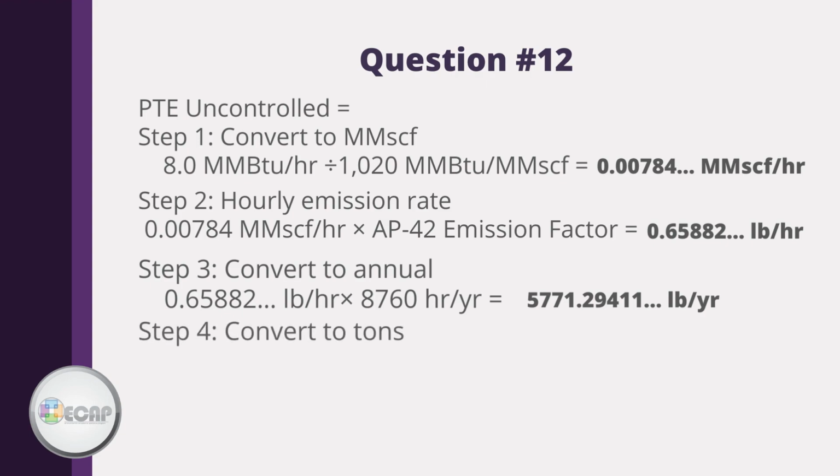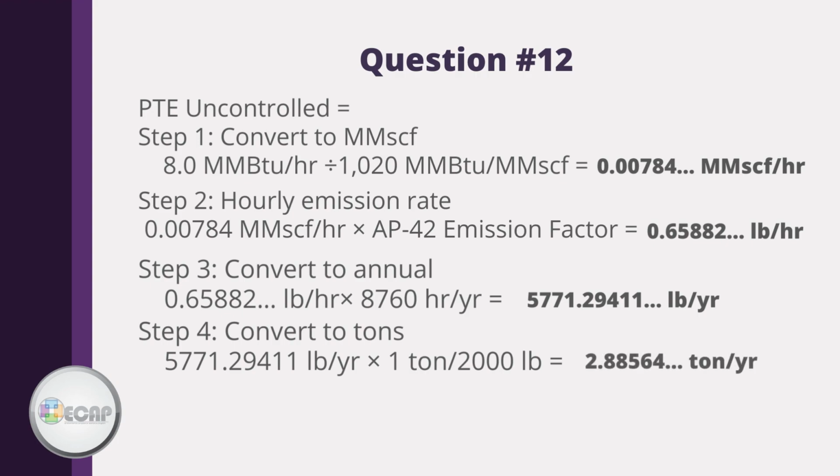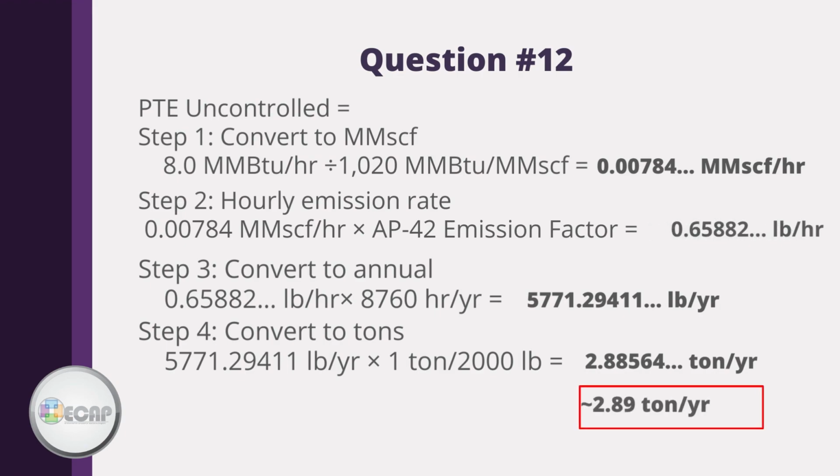Step 4. Convert to tons. Remember, follow the units when determining PTE. We must get our final total in tons per year, so we will multiply the 5,771.29411 by 1 over 2,000. This setup allows the pounds to cancel out and our total to be divided by 2,000, which gives us an answer of 2.88564 tons per year. Standard practice is to report values to 2 decimal places, so 2.89 tons per year.